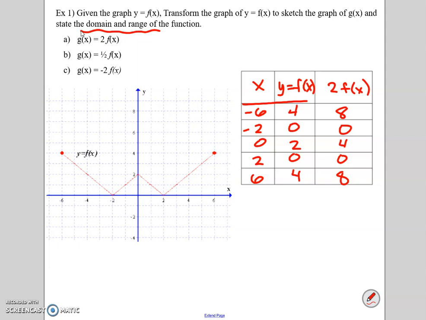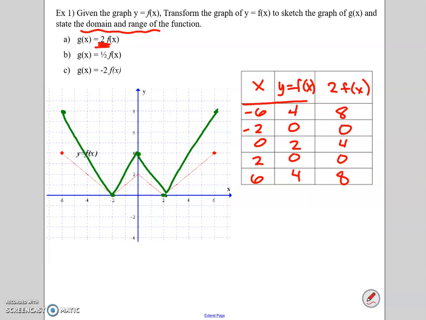So what we're going to do here for part A, again, we're multiplying it by 2. So when we multiply all the y values by 2, the 4 becomes an 8. 0 times 2 is 0, and 4 times 2 is 8. Then we can plot these points. I'm going to use a different color for that onto our grid. So -6 is now at 8. -2 is at 0. 0 is now going to be at 4. 2 is at 0. And +6 is going to be up at 8. So when we connect the dots, your graph is going to look twice as tall.